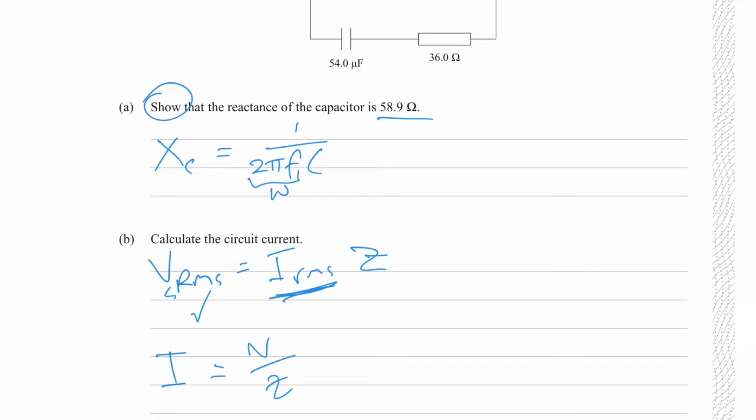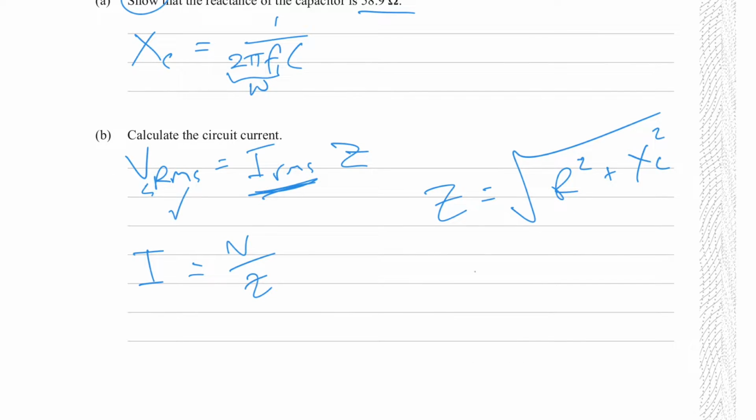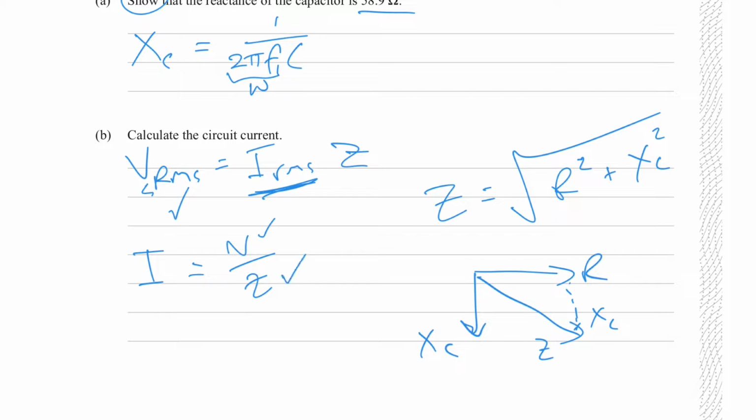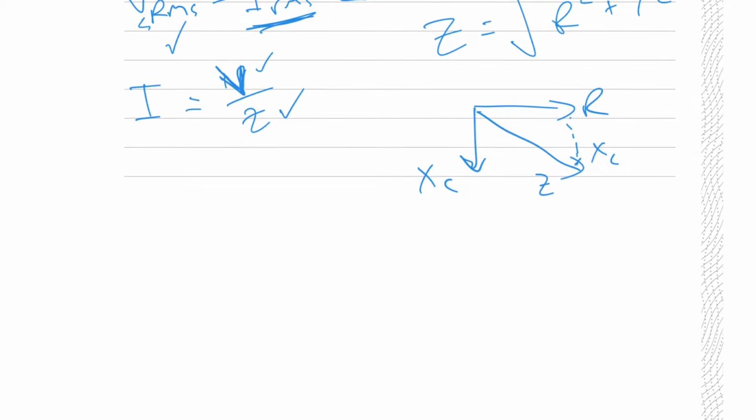How do you get Z? Z is the sum of the resistance squared plus the capacitive reactance squared, and then square rooted. That's because Z is the vector sum of R and XC. So you add those two to get Z. You can shift your XC down to that side, and you've got the usual triangle and all of that. Once you've got Z, plug it into the equation, I equals V over Z, and then you can plug the numbers in.